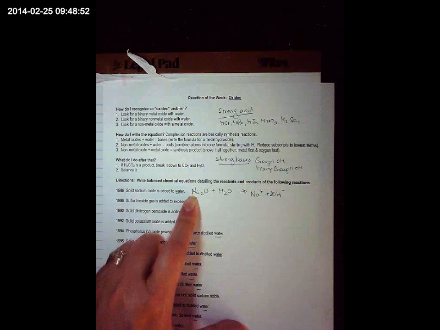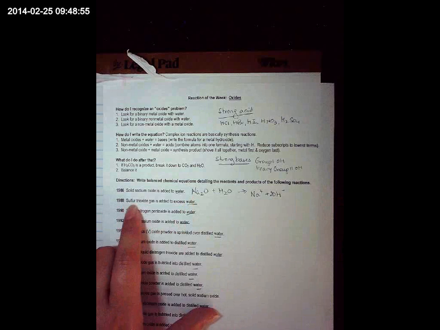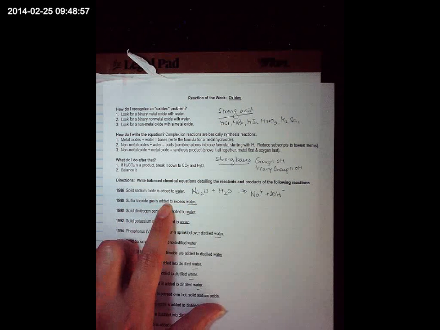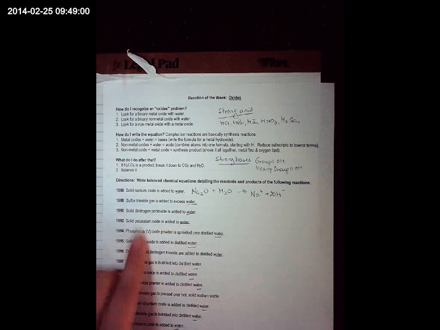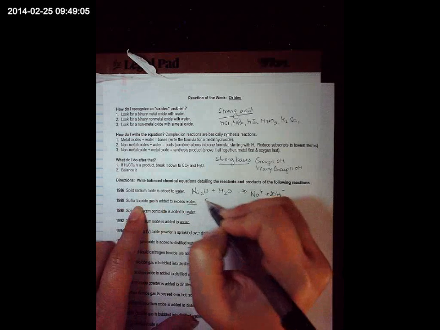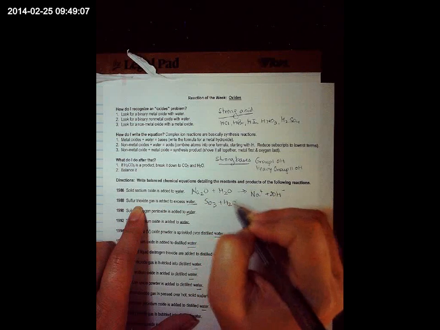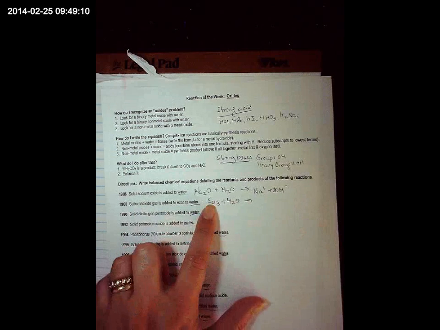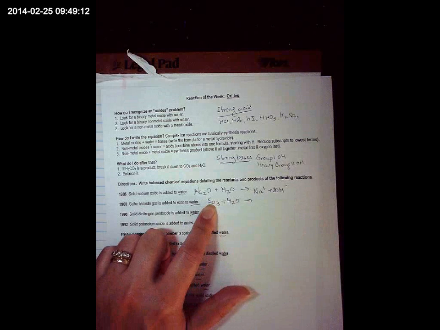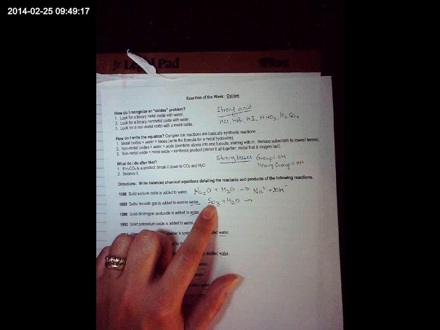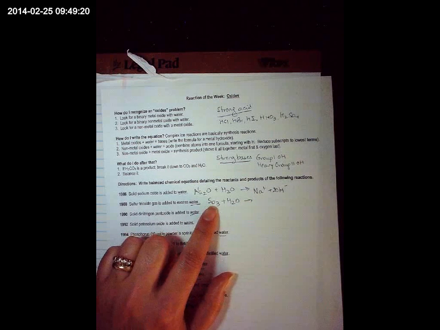All right? Let's take a look at the next one, 1988. Sulfur trioxide gas is added to excess water. All right? Sulfur trioxide, what's that formula? SO3. I'm adding it to water. Is that a metal oxide or a non-metal oxide? Is sulfur a metal or non-metal? Non-metal. So what am I supposed to make? An acid, okay? The simplest way to come up with that formula for the acid is just to shove all the letters together, put hydrogen first. All right? So let's do that.